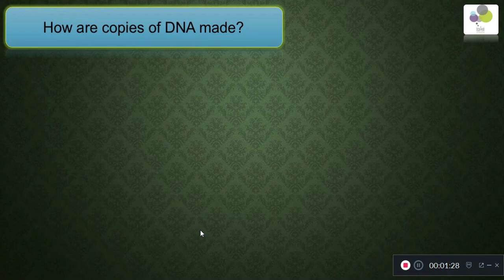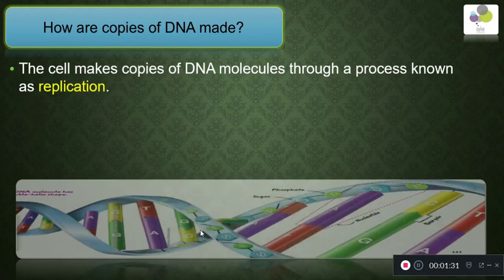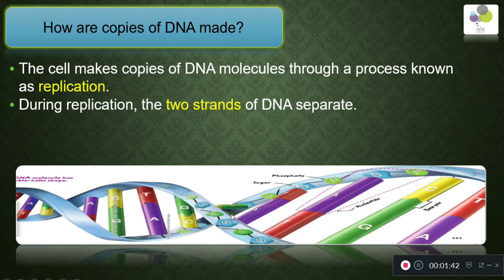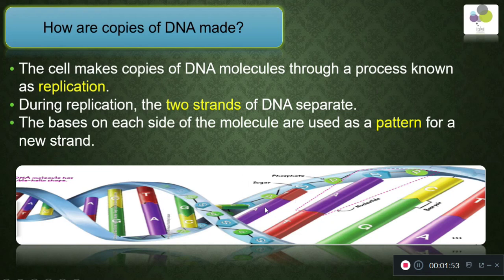First of all, guys, the process of duplicating the DNA is called replication. So DNA replication is when the DNA makes another copy of itself. As we know, the DNA is made up of two strands. These two strands, guys, separate from each other, and the nucleotides attached to each strand are considered as a pattern for new nucleotides to join to the original nucleotides. Let's see how this could happen, guys.